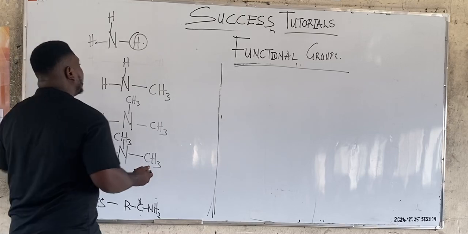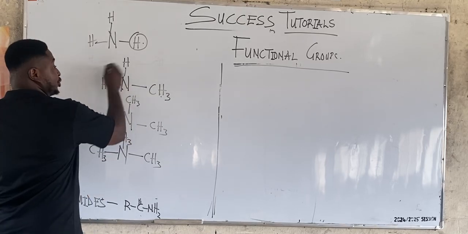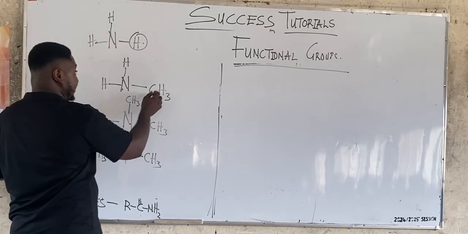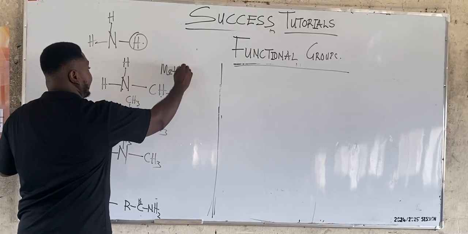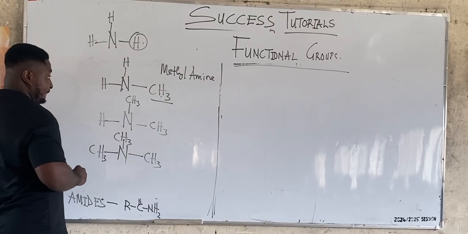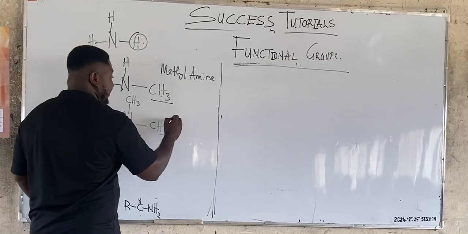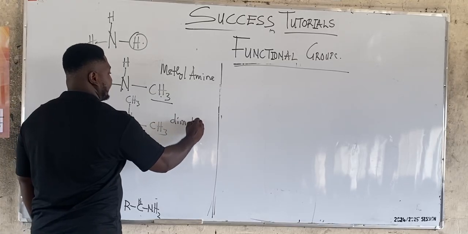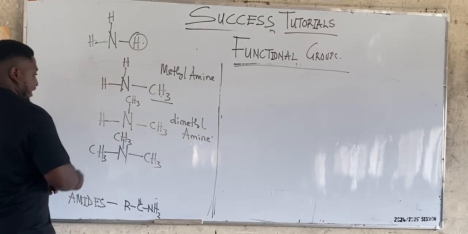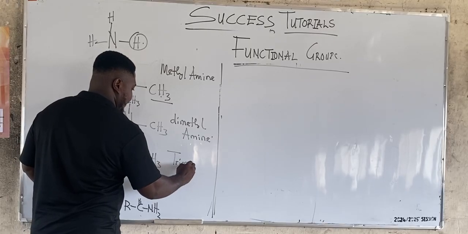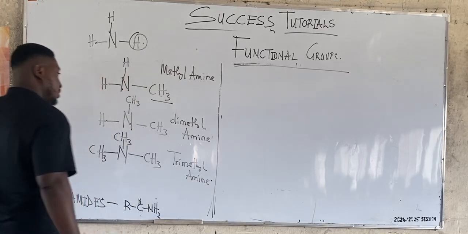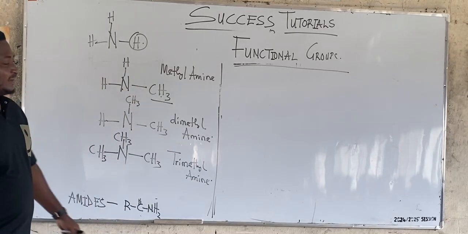The best, honestly. Now class, CH3NH2, right? So we're going to call this methylamine. Methyl, because this is methyl, right? Amine, methyl. This is dimethylamine. Dimethyl. And this is trimethylamine.